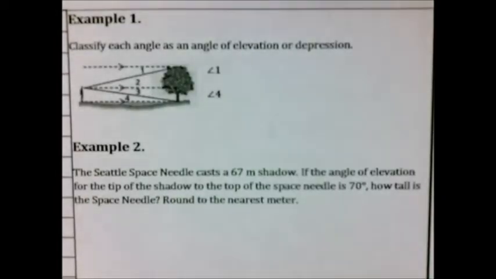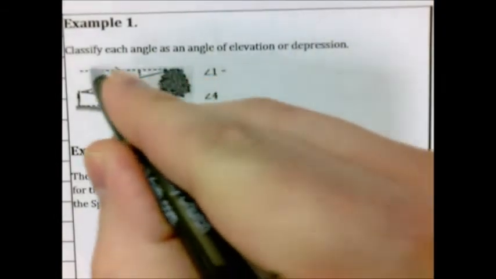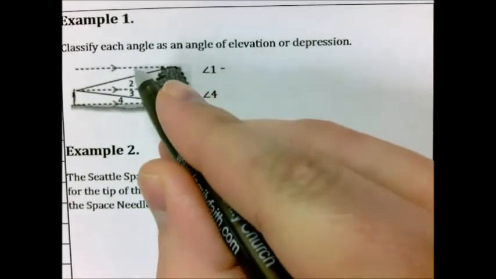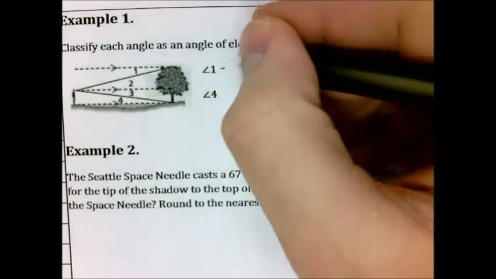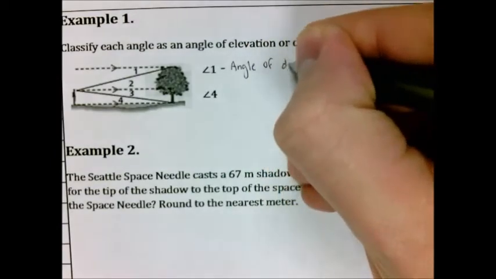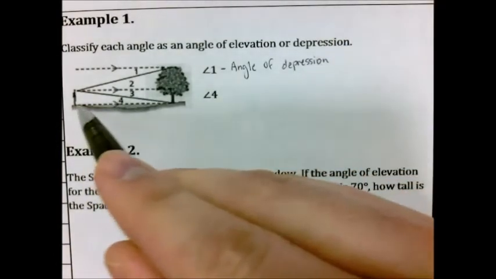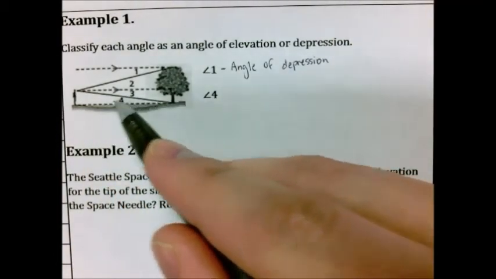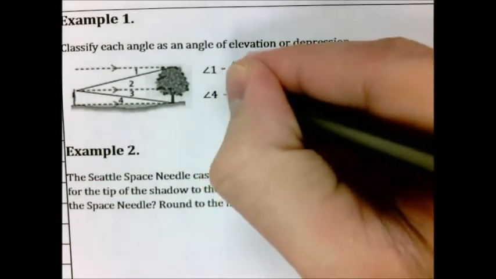Example 1 just helps us get used to looking at what is an angle of elevation and what is an angle of depression. We see this first one, angle 1: the horizontal line is through here, and 1 is the angle between the horizontal line and the line created. It's going downhill to that person, so angle 1 is an angle of depression. Angle 4, from the horizontal at the base of the tree, is looking up at the person's eyes. It's going up to that person, which means angle 4 is an angle of elevation.